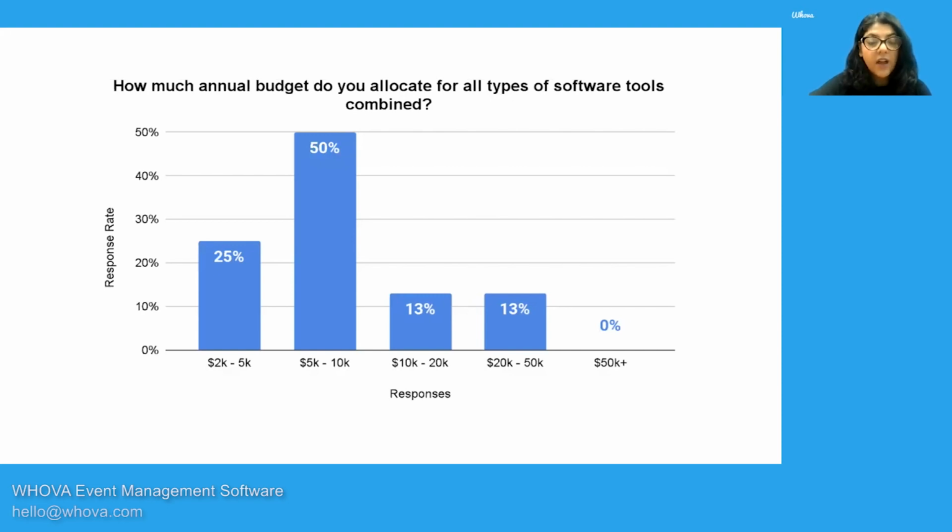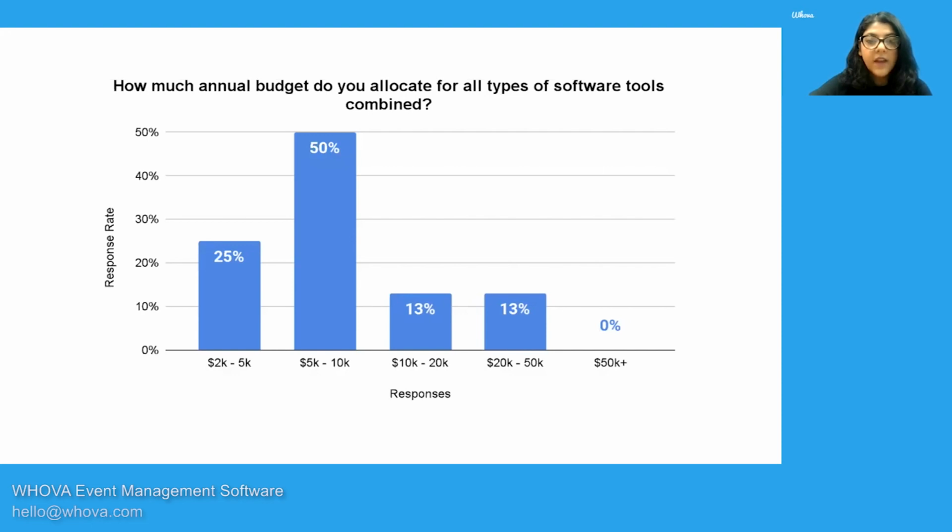Following that, with 25% of the votes, associations say that they allocate $2,000 to $5,000 from their budget to these software tools. Then tied with 13% of the votes, others say that they use either 10K to 20K of their annual budget for software tools, or somewhere between $20,000 and $50,000. So it looks like everyone has a mixed batch here as well in how much they are spending for their software tools.